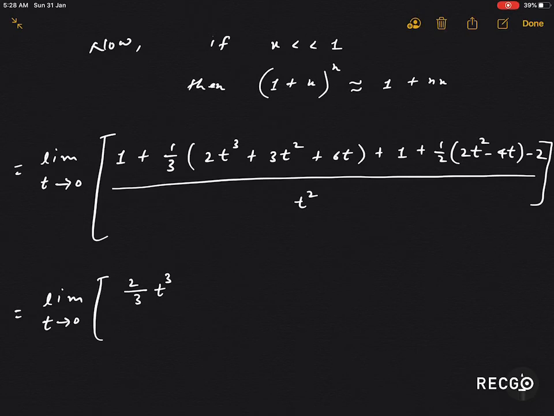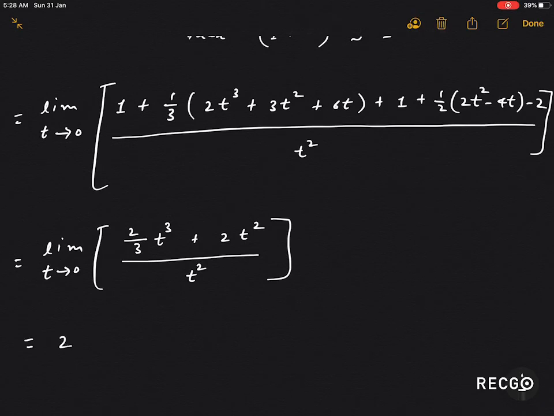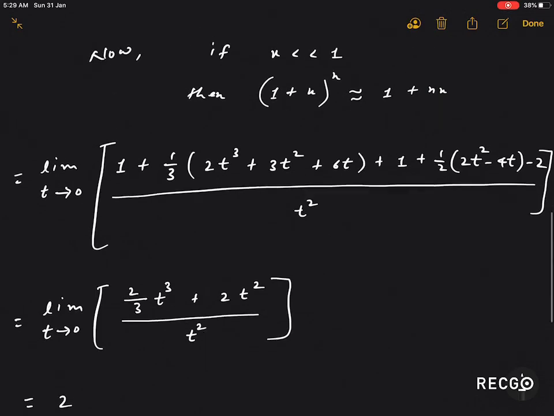And as you can see, those terms which can be cancelled out, I have cancelled out, and the terms which remain are 2 by 3 t cube and the next term 2t square, divided by t square. After dividing separately and putting t equal to 0, the answer you get is 2. So this is a master stroke step, the approximation part.